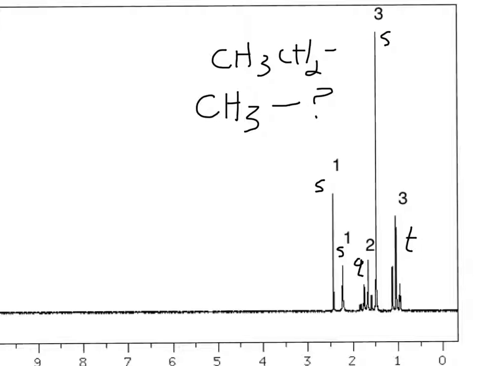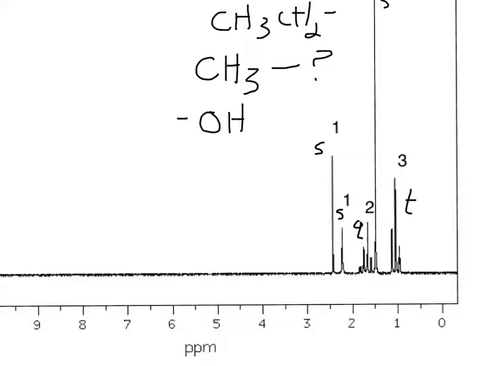Our IR said we had an OH, so I should probably be seeing that somewhere. I've got 2 singlets that integrate for 1. One of those is our OH. So that's a piece in our puzzle. And then that leaves me with one other hydrogen. Now looking at the region here, that's a chemical shift of, say, around 2.5 or something like that. I'm not sure exactly what that is, but I've got another hydrogen somewhere in my structure.